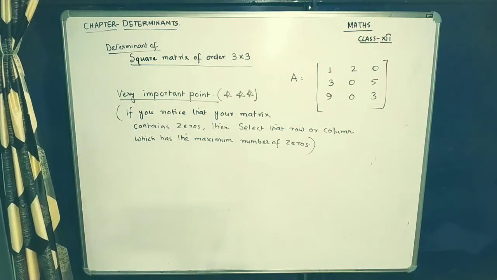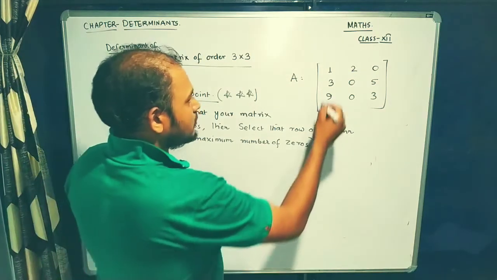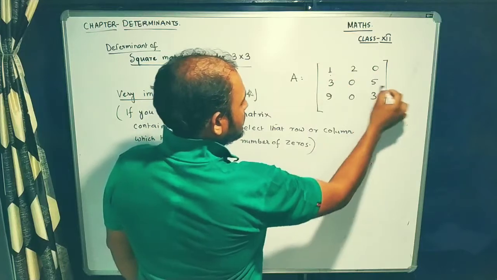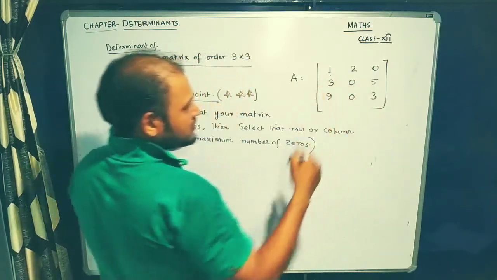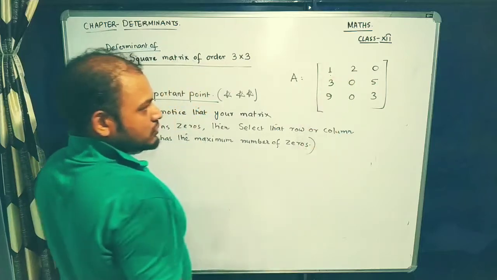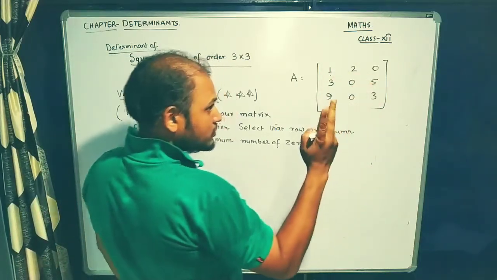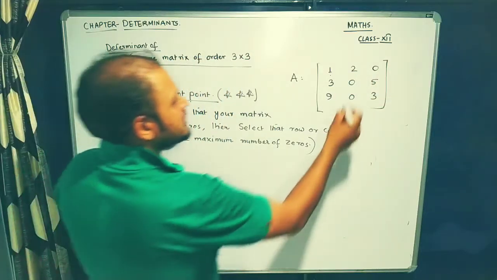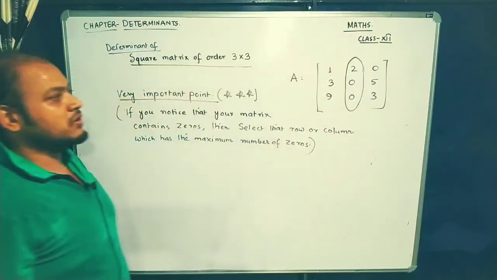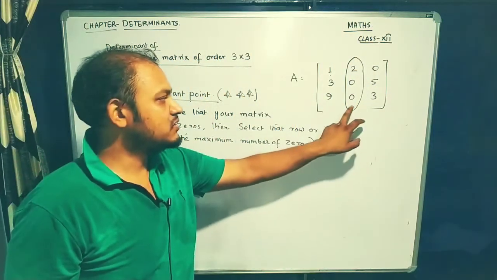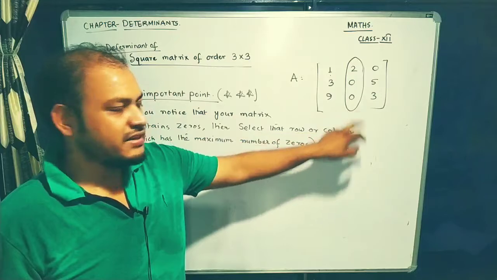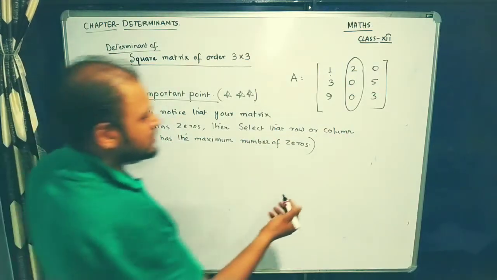Take a minute, take a very good look at this example and tell me which row or column I should select. The first row contains only 1 zero. The second row contains only 1 zero. The third row contains only 1 zero. The first column contains no zeros. The second column contains 2 zeros. And the third column contains only 1 zero. So this column has the maximum number of zeros. You will select this column and find the determinant using it, which will significantly reduce your calculations. Okay, let us give you another example.